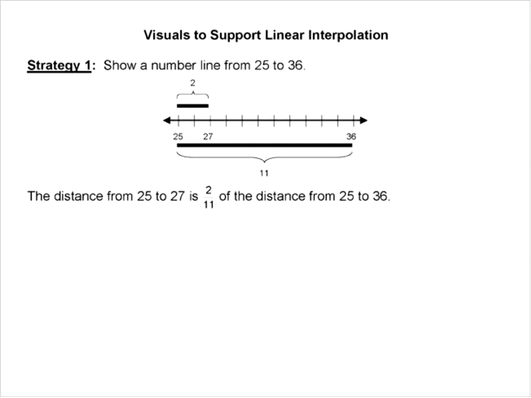So we draw a number line here, starting with 25, all the way to 36. And then we also locate 27. We can see here that the distance between 25 and 27 is 2 units, and the distance between 25 and 36 is 11 units. So that explains why we can now write that as a fraction, 2/11. Is this helpful to you?